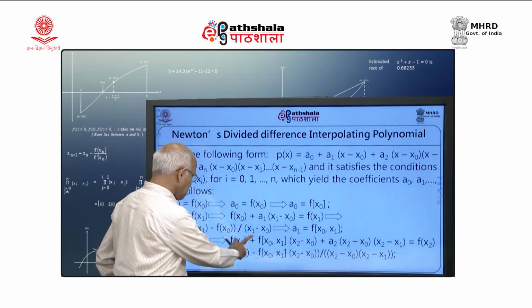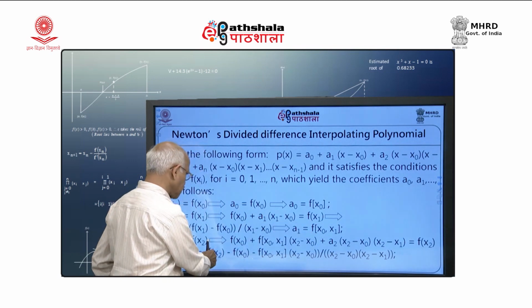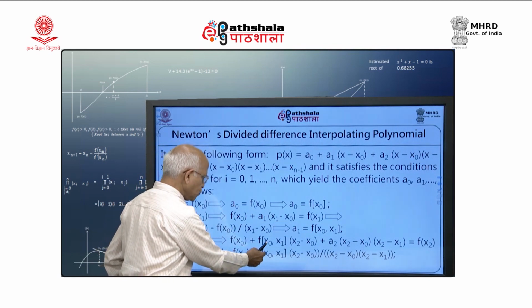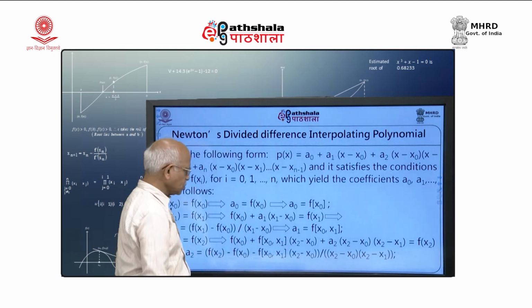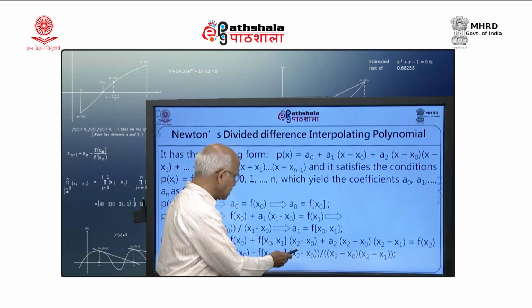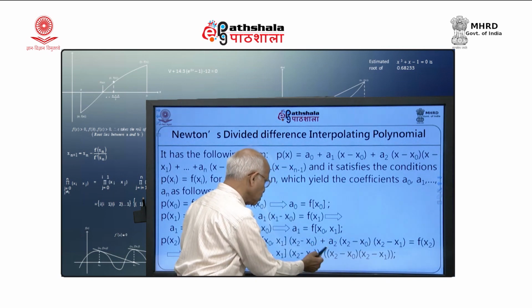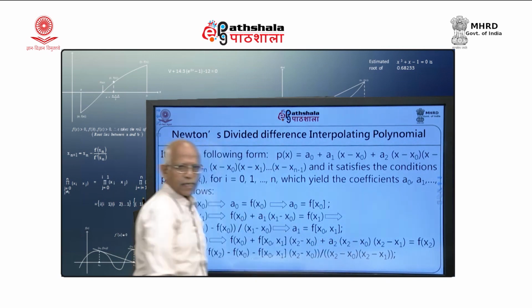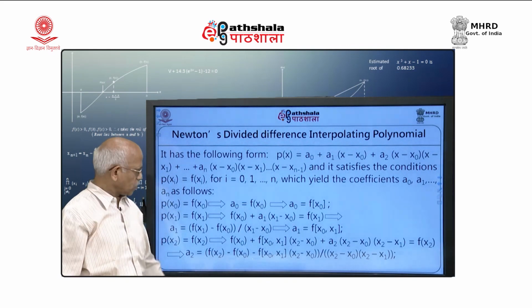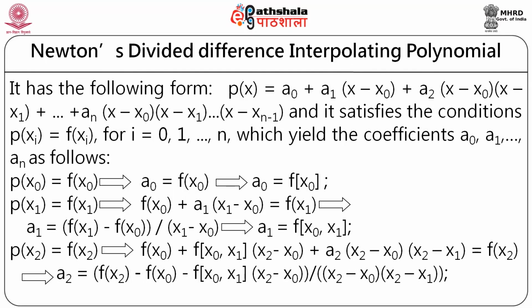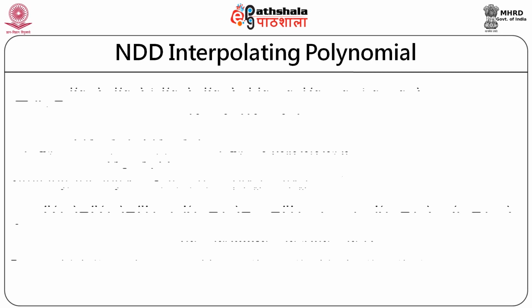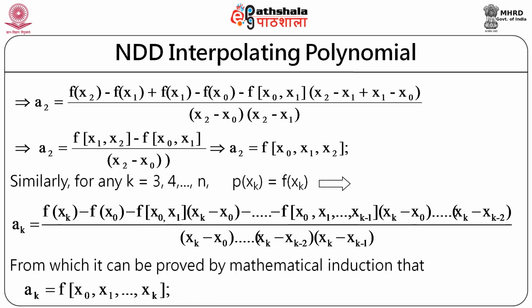So, f(x2) minus these two terms there. So, f(x2) minus f(x0) minus f[x0, x1] into (x2 minus x0), whole bracket, and that will be divided by the two factors which are associated with a 2. So, that is (x2 minus x0) and (x2 minus x1). So, we can get this, and if you rewrite this in the following form, that will give you an idea.